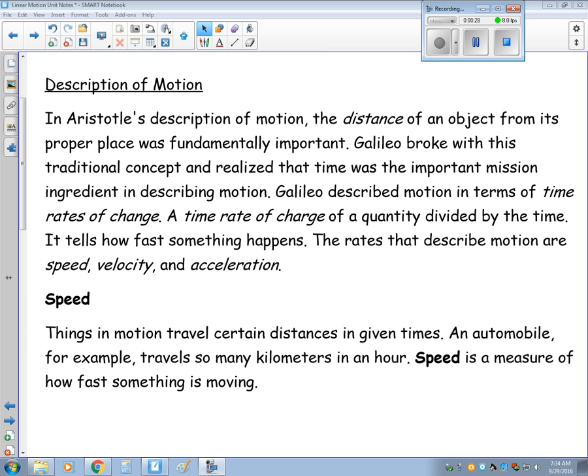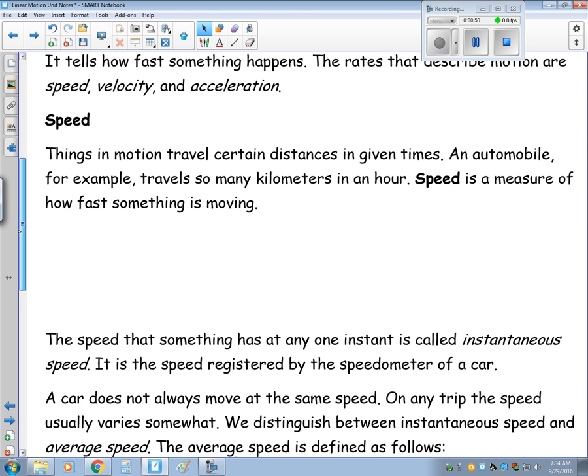Now, a time rate of change of a quantity is divided by time. So if I have something that happens over a period of time, that would be a time rate of change. And usually we just shorten these things, we call them rates. A rate is anything over time. So the rates that describe motion are speed, velocity, and acceleration. To begin with, let's talk about speed.